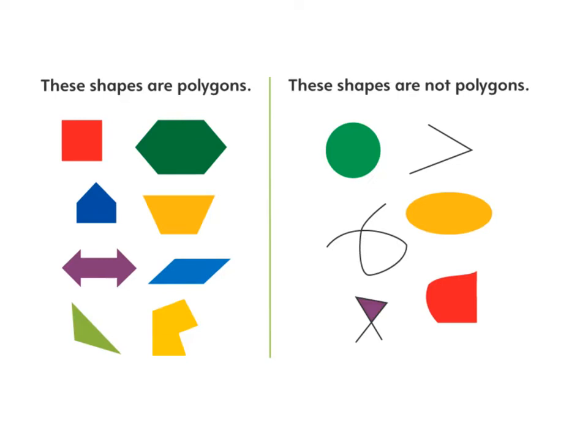So one thing that jumps out to me on the left hand side is every one of these shapes has straight sides. The edges are straight lines. Sometimes they are curved in, like on this shape right here, but they're still straight lines. Whereas on this side, there are some straight lines, but not every single shape has that. So I'm going to write on the left-hand side, straight lines.